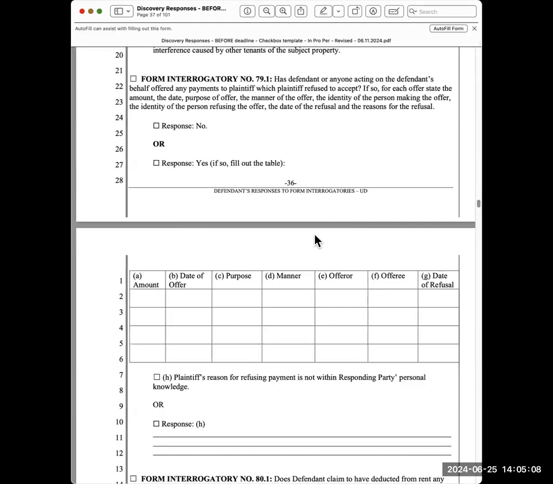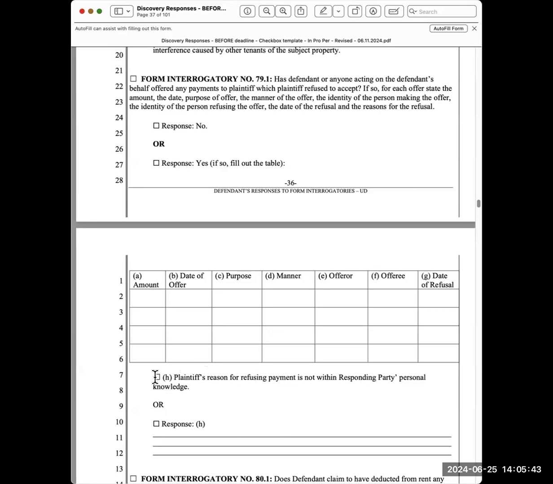And you're going to explain that here. You're going to put the amount, the date, the offer, the purpose, to pay rent, the manner. How are you paying the money? How are you proposing, check, cash, whatever, hopefully cashier's check or money order, the person who's making the offer, the person who you are making the offer to, and the date of refusal. And you can explain up here information about what actually happened.